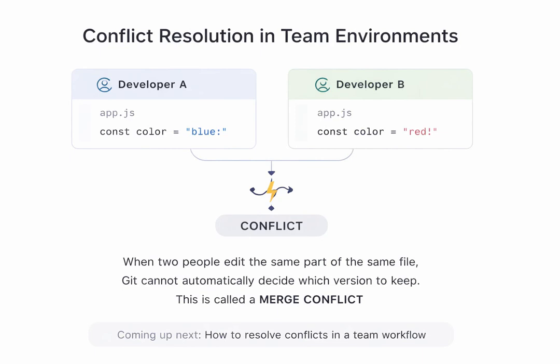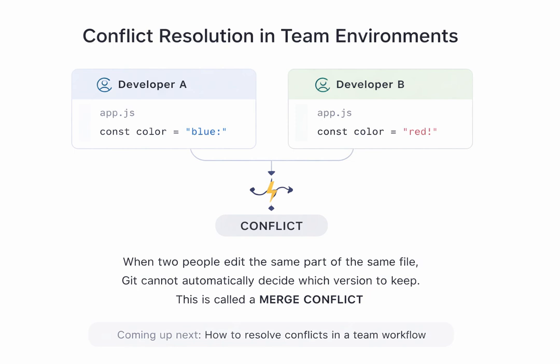Now the instructor shifts to a topic that becomes critically important once you start working professionally: conflict resolution. When you're doing an internship or working at any company, you're working in a team. Multiple developers are editing the same codebase at the same time, and sometimes two people edit the exact same line of the same file. When that happens, Git can't automatically figure out which version to keep. This is called a merge conflict.